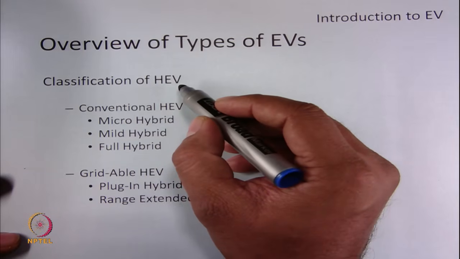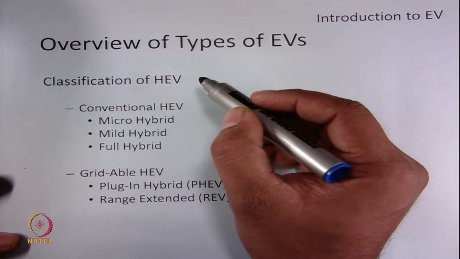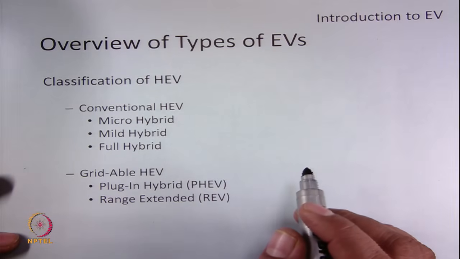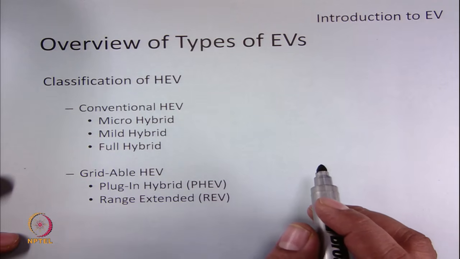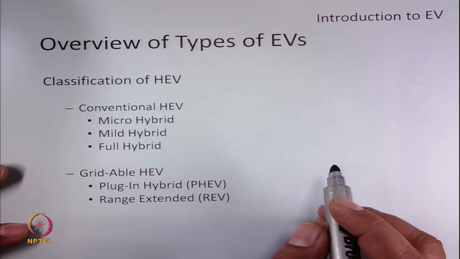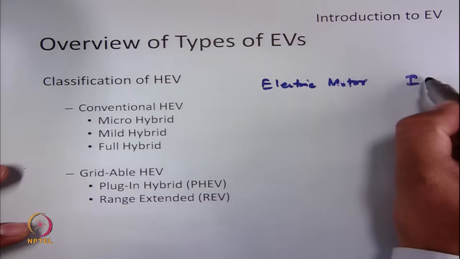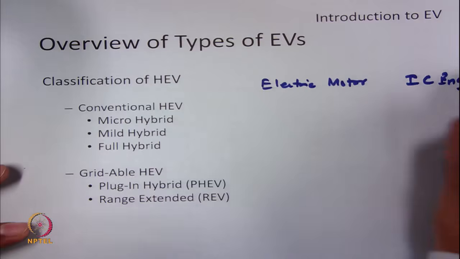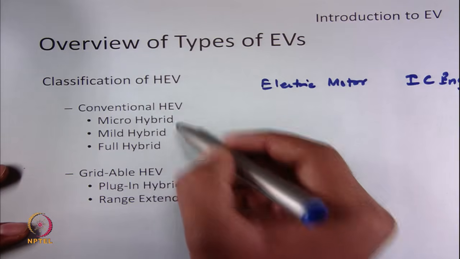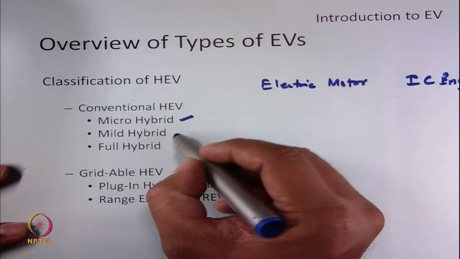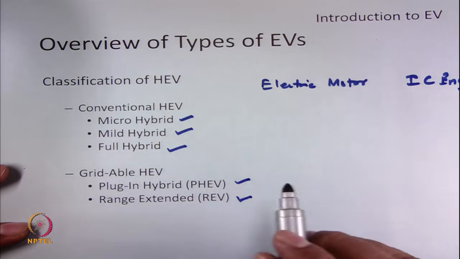So, as we know, a hybrid electric vehicle uses both motor and IC engine for propulsion. So, on the basis of the ratio of hybridization between electric motor and IC engine, it is classified into 5 types: micro hybrid, mild hybrid, full hybrid, plug-in hybrid and range extended hybrid electric vehicle.